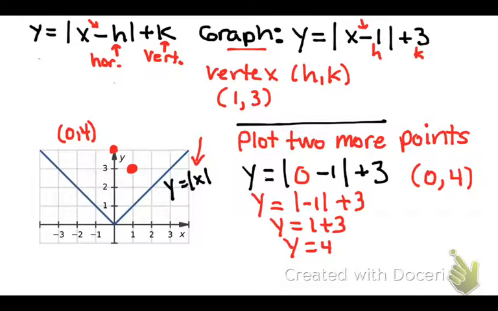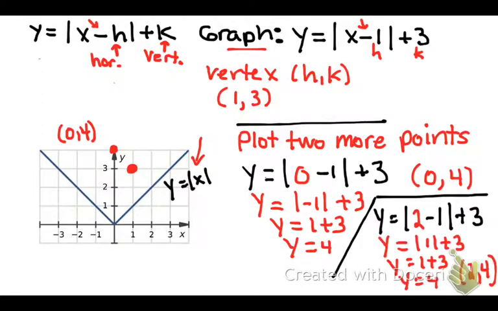And we know that these types of graphs are symmetrical, so we're going to choose an x value that will fall to the right of the vertex. So let's imagine that x = 2. Okay, so I subbed in a 2 for the x. y = |1| + 3, so y = 4 again, but our x value was 2. So we'll go over to our graph and plot (2, 4).